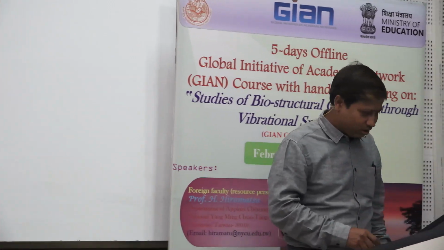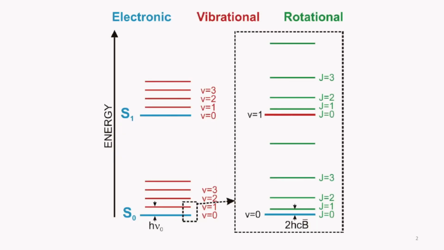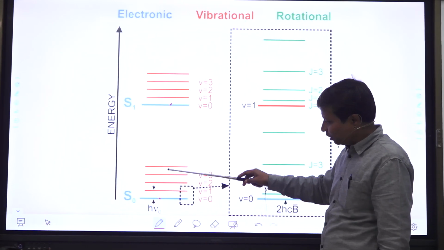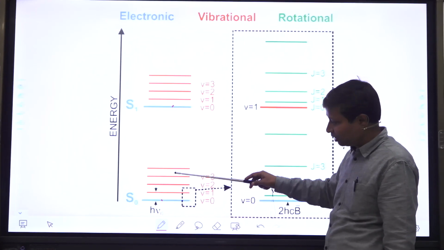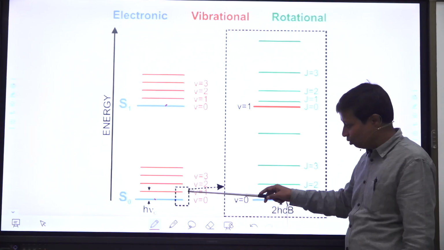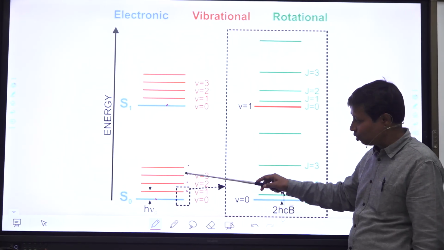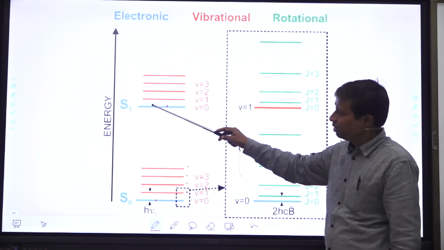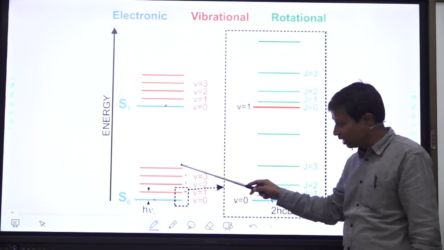So, this will be based on FTIR spectroscopy. This is the energy diagram. This S0 and S1 correspond to electronic states: ground electronic state and first excited electronic state. In each electronic state, you will have several vibrational energy levels, like V equal to 0, V equal to 1, 2, 3, 4 and so on. So, several vibrational energy levels under the S1, and these are under the S0.